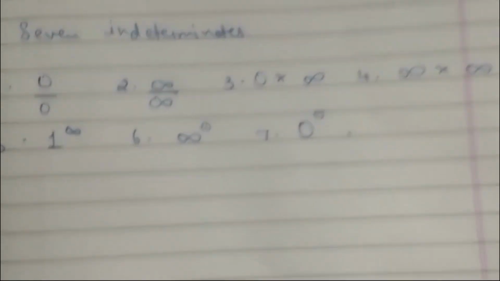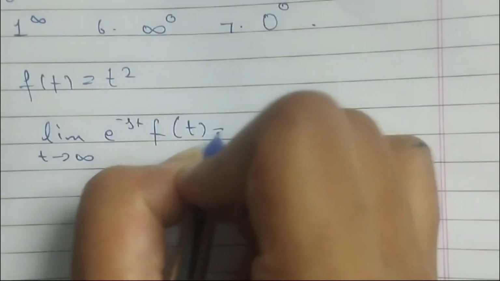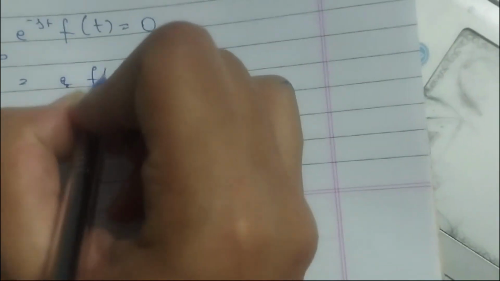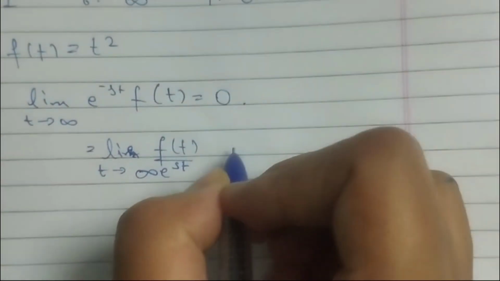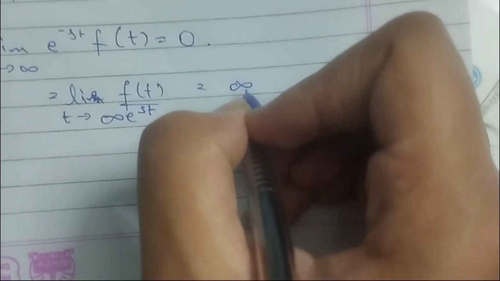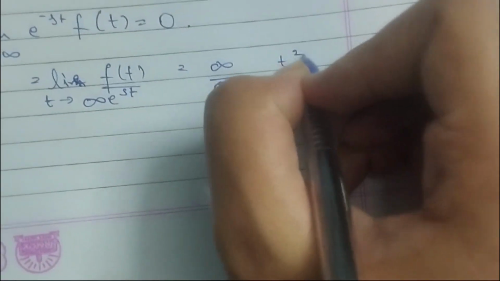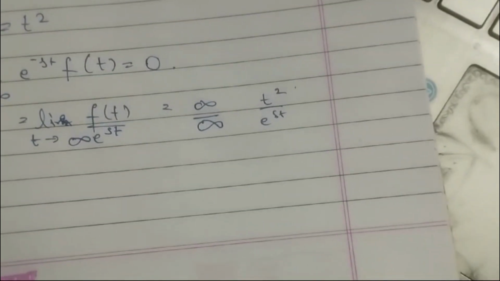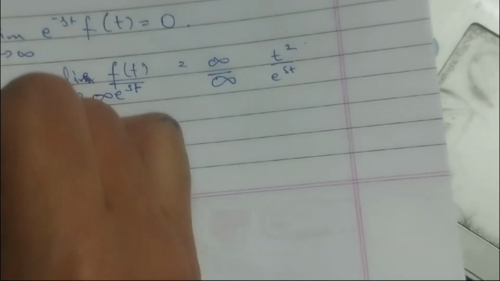So I'll explain this using an example. Let's say we want to check whether this function is of exponential order or not. So now, by the definition of exponential order, the limit should be equal to 0. Now, if we write this in this way, and we apply the limit t tending to infinity, we get this function to be of the form infinity by infinity, because t square by e to the power st, if we substitute, we will be getting this form, which is an indeterminate form. So what we do is we apply L'Hospital rule.